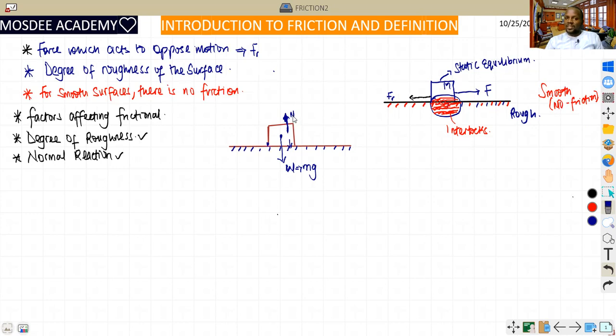So this normal reaction is also affecting frictional force because the normal reaction tends to balance the weight, which we have as N equals mg. So always keep that at the back of your mind. Now, like I said, there is a force acting in this direction, hence there is a frictional force because the surface is rough, which acts in opposite direction, which I write as Fr.